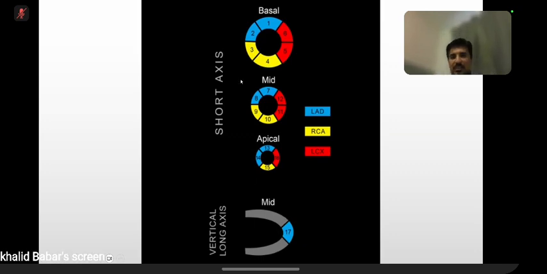So this is the general vascular distribution or perfusion of the left ventricle or heart, which is really important. And this is how these regions are supplied by different arteries. There can be some overlap, especially depending upon the dominance, but this is the generalized distribution which you should remember.